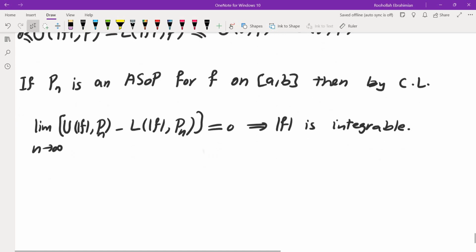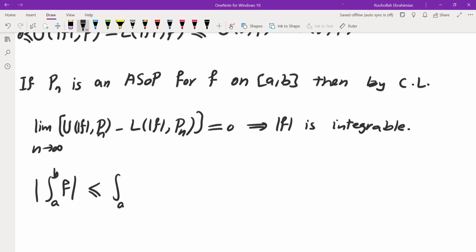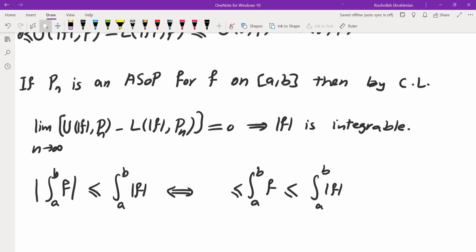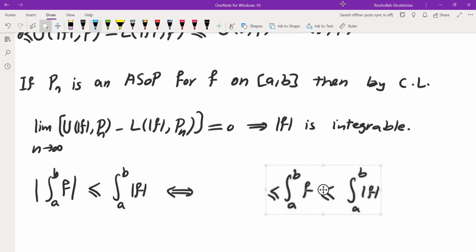Now let's see what we need to prove. In order to prove the inequality, the absolute value of the integral from a to b of f is less than or equal to the integral from a to b of the absolute value of f. This is true if and only if the integral from a to b of f is between the integral of the absolute value of f from a to b and negative that, the negative integral from a to b of the absolute value of f.